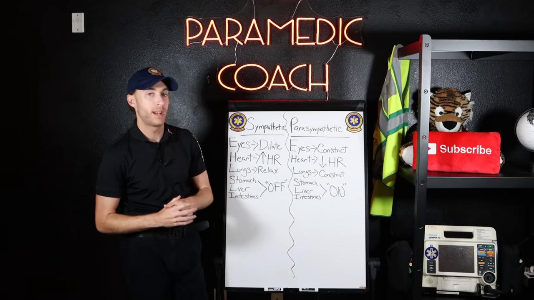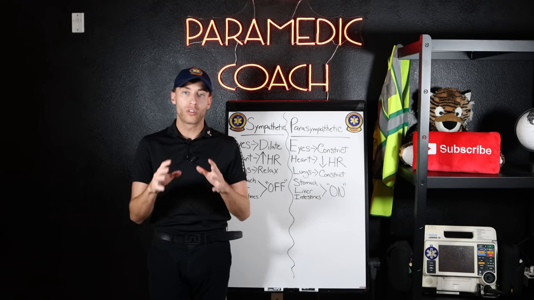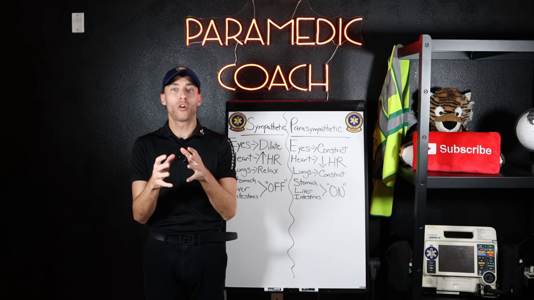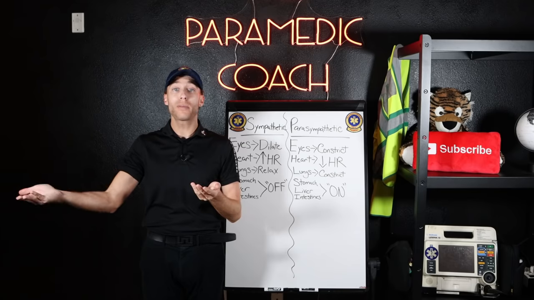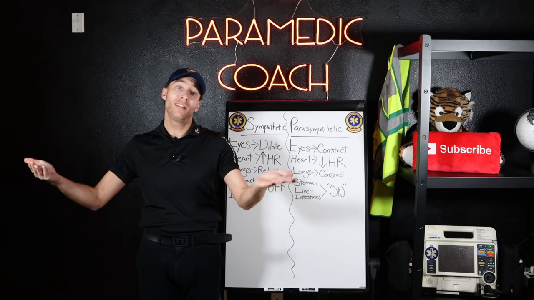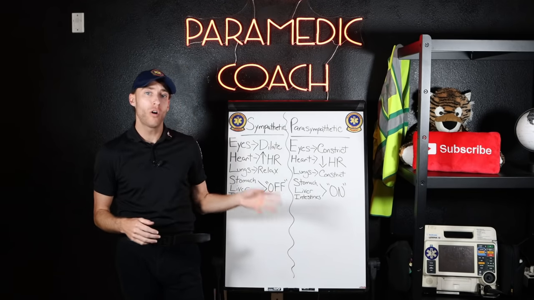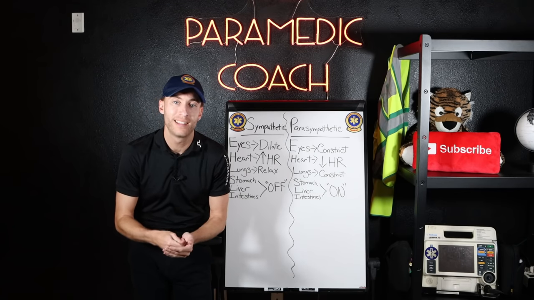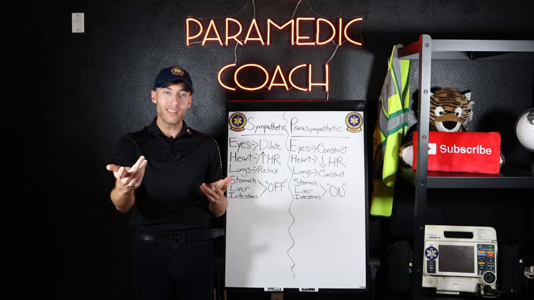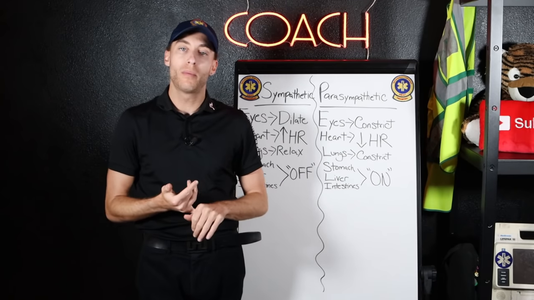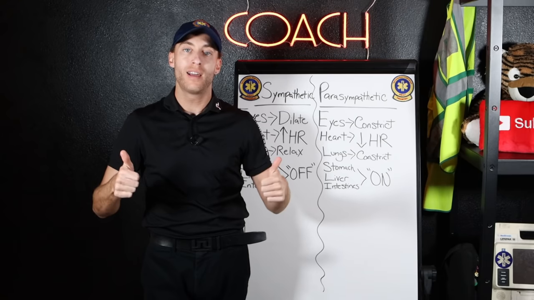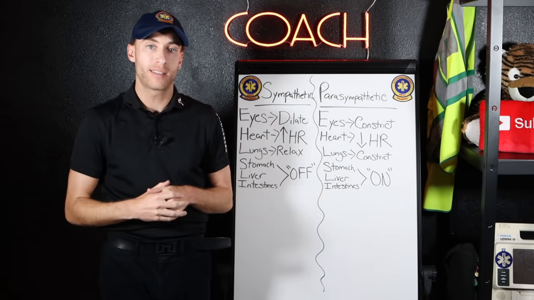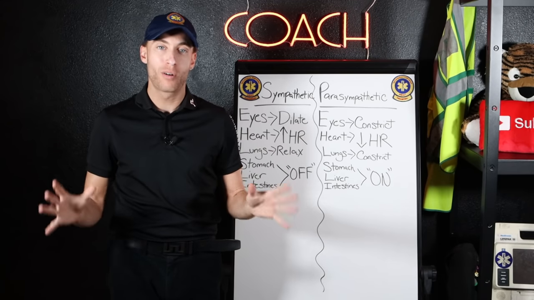Now with parasympathetic, the heart and the lungs constrict a little bit, not like you're having bronchoconstriction, they just don't relax. There has to be an opposite to relax. So we call that in medicine constrict, okay? Now with the heart, what's going to happen is we're going to lower our heart rate because we're resting and digesting. Right? Well, digesting, that sounds like right here. Stomach, liver, and intestines are now on and we're moving forward with that GI process. Does that make sense? I hope I cleared this up for you.